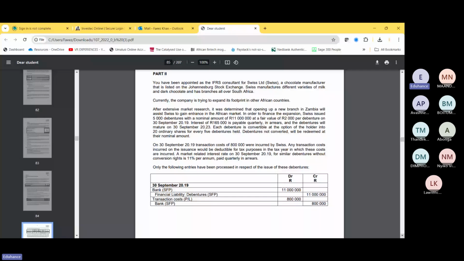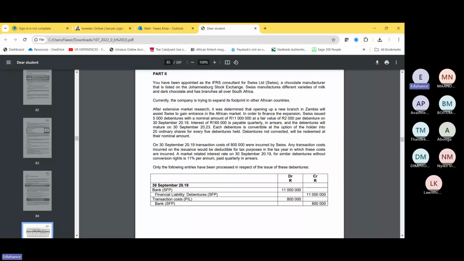Okay, so what we pick up over here is that we have issued 5,000 debentures with a nominal amount of 11 million at a fair value of 2,000. So if I say 2,000 times 5,000, that gives me 10 million Rand. Therefore, at initial recognition, we always measure at fair value. The amount is always at fair value and not the nominal value. In this case, the nominal value and the fair value differ. So you might just take note of that.